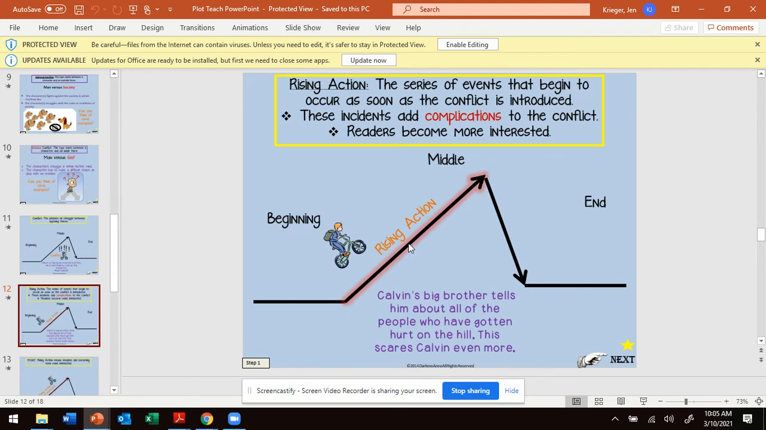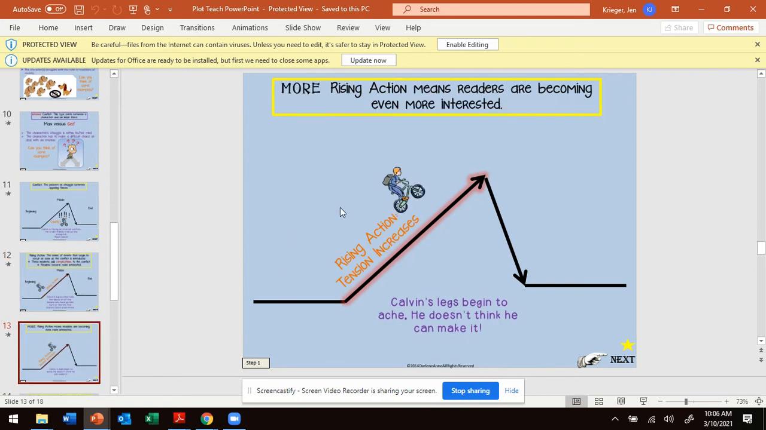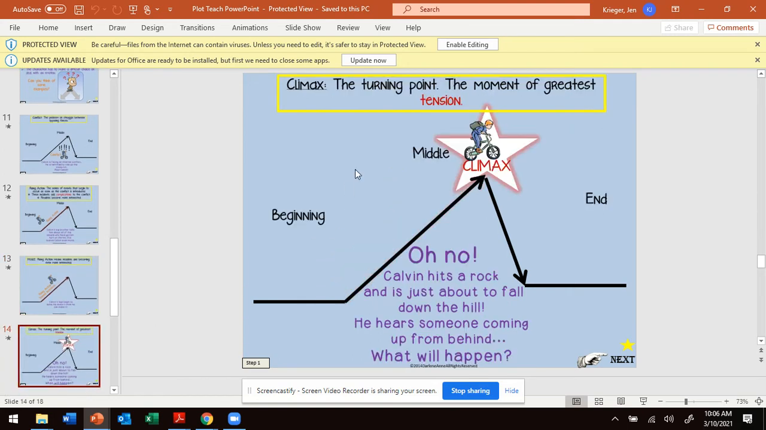Calvin's big brother tells him about all of the people who've gotten hurt on the hill. This scares him even more. Uh-oh. More rising action means readers are becoming more interested. Calvin's legs begin to ache. He doesn't think he can make it up that hill. Then the climax, the turning point, the moment of the greatest tension.